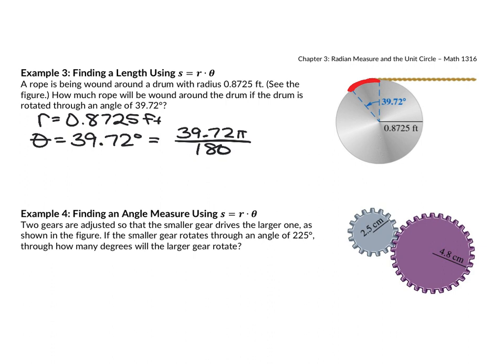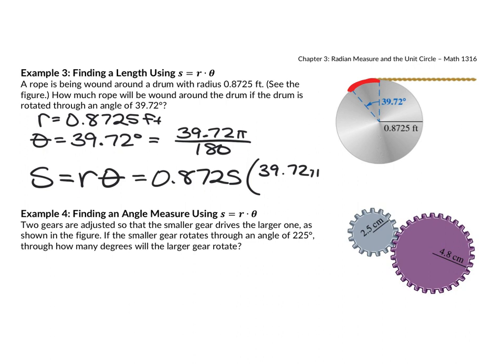So when we find the arc length, the amount of rope that has wound around the drum, the arc length, why did I put R? I'm so sorry, that should be S. The arc length is equal to R times theta, which is 0.8725 multiplied by 39.72 pi over 180. Calculate in our calculator.